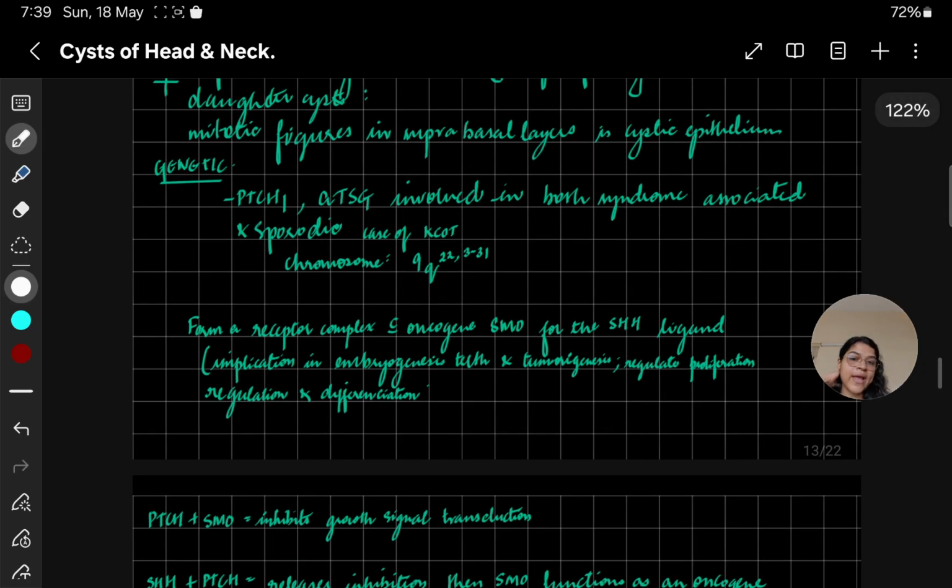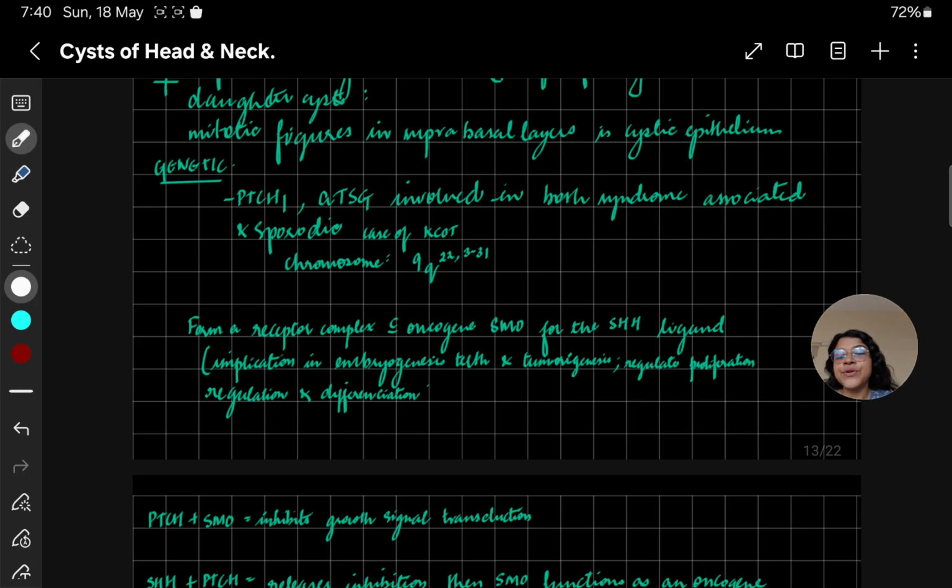Okay. From the genetic point of view, what happened was PTCH1, a tumor suppressing gene, involved in both the syndrome associated and sporadic cases of KCOT. In the syndrome associated case you will see daughter cells in the connective tissue, and in the sporadic case of KCOT, in both cases you will have this gene associated, and it is on chromosome 9q, 22 and 3. 22 will be region 2 and band 2, and 3 will be region 3, band 3, and 1 will be the subband. So here you will have your mutation in this case.